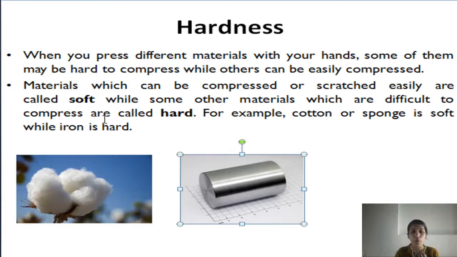So we have learned two properties, appearance and hardness. In the next part, we would study the other properties of materials. You have to read from the textbook up to hardness.